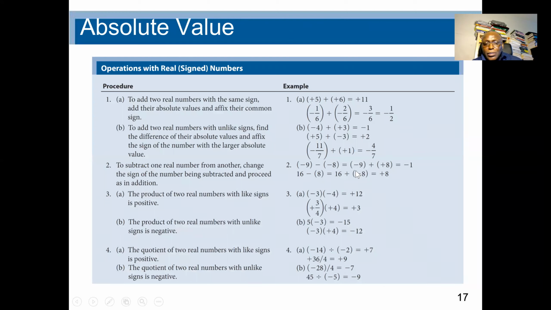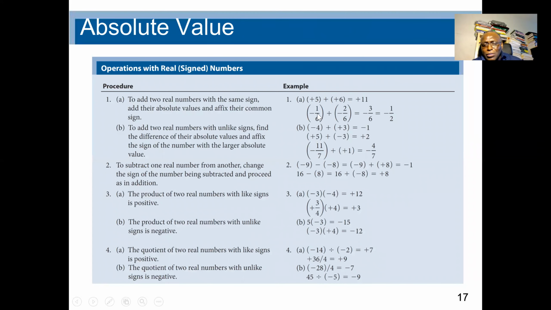So the next is a few examples. We have the operation with real sign numbers. So let's see the first question. We have plus 5 plus 6. The answer will be plus 11, because both of the values are positive and we are adding.